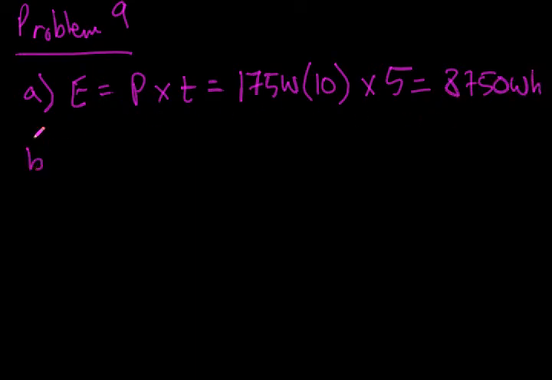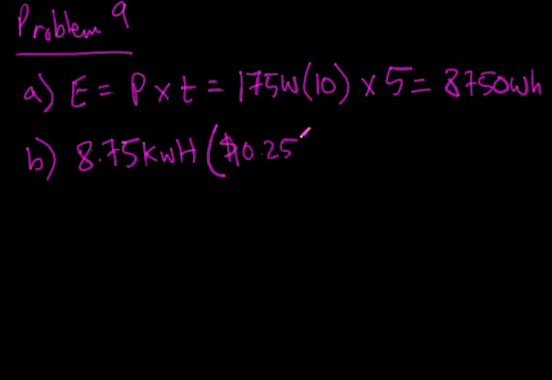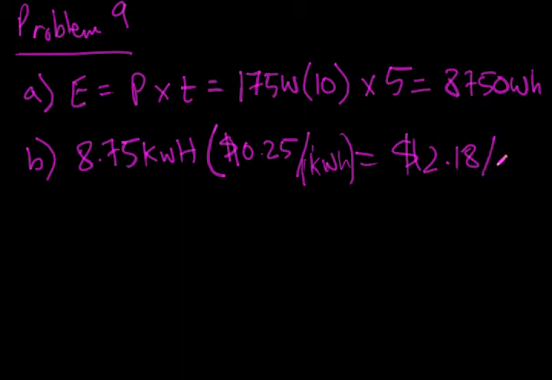For part B, we're trying to figure out how much money that saves us. So 8,750 watt hours is equivalent to 8.75 kilowatt hours, and that's how PG&E sells us power. When we multiply that by $0.25 per kilowatt hour, we find that it saves us about $2.18 per day.